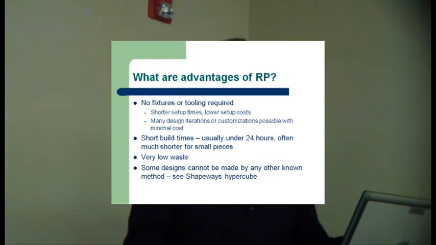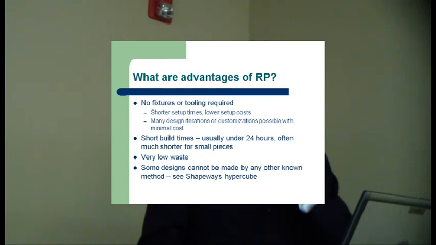Start with the advantages of rapid prototyping. Number one, there's no fixtures or tooling required. Once you have the machine, that's it. You don't have to build a new tool to make a new product. Like with injection molding, you want to make a new widget, you got to cut a new tool, and that'll cost you $6,000 or $10,000.